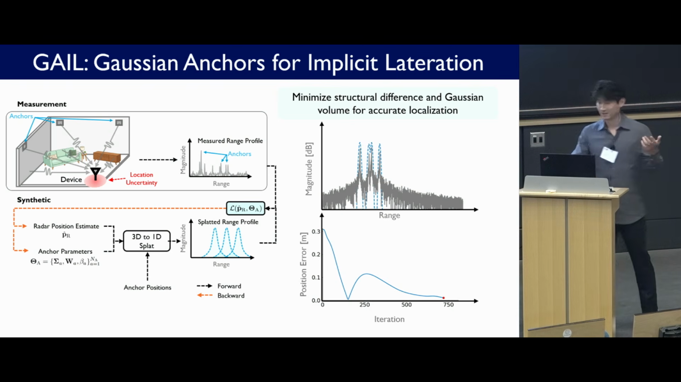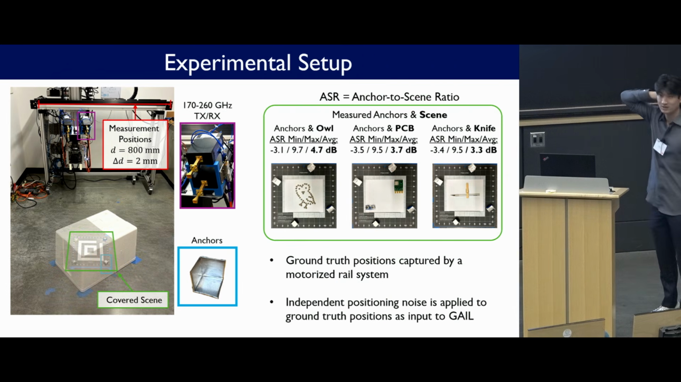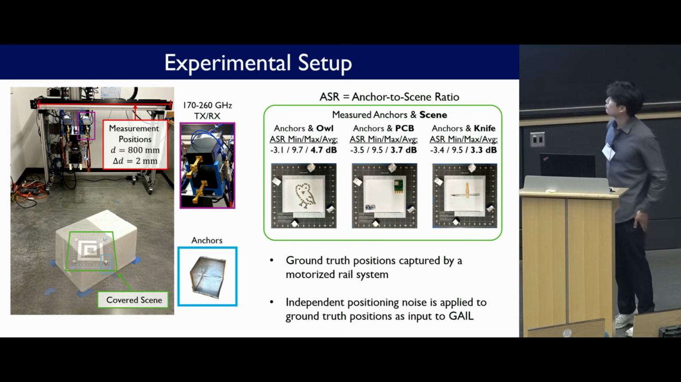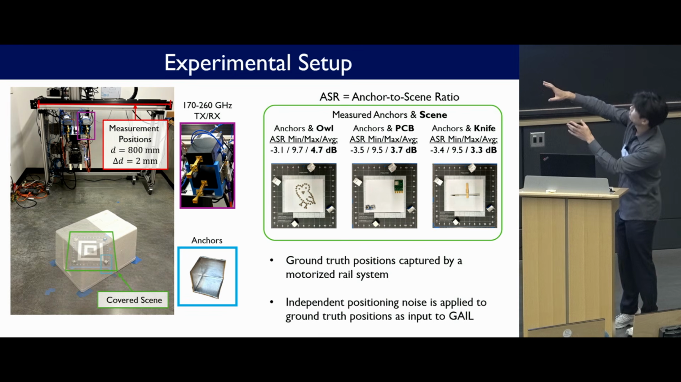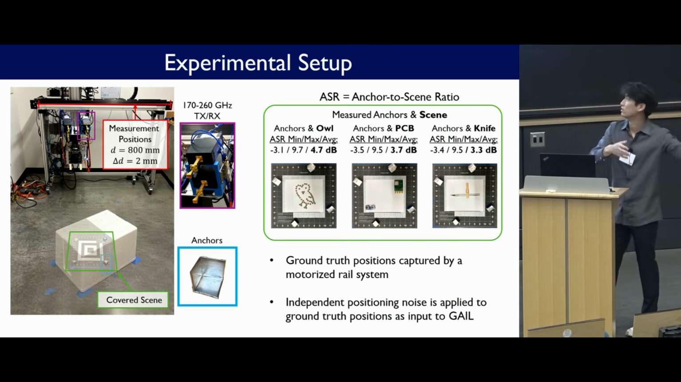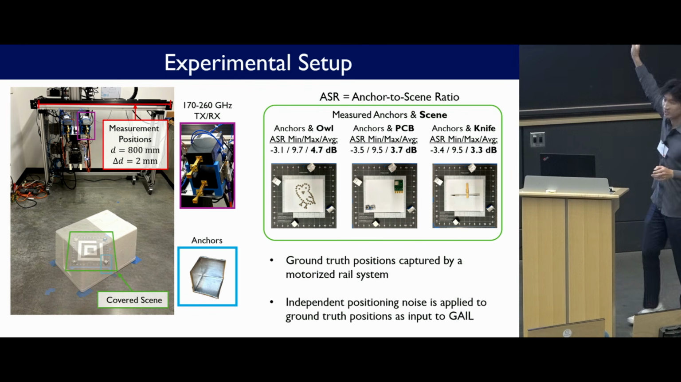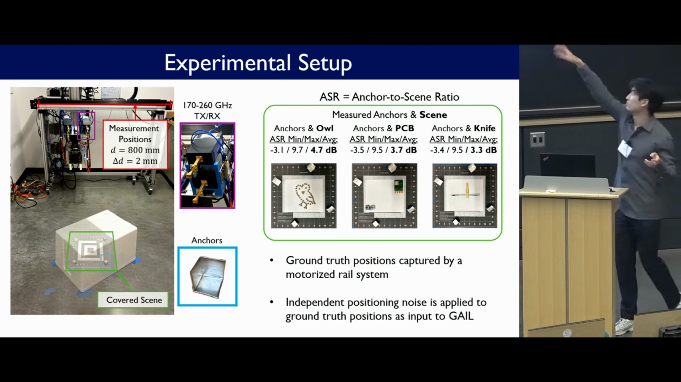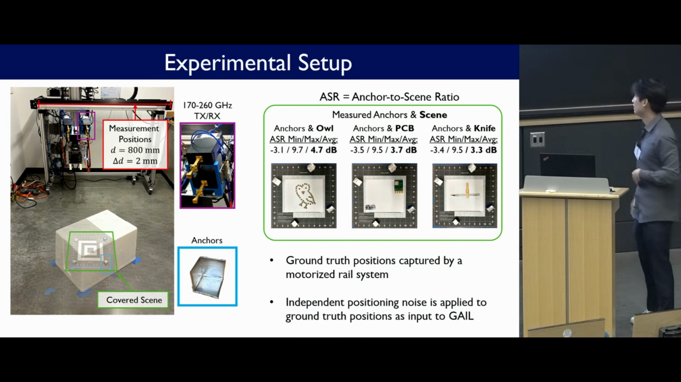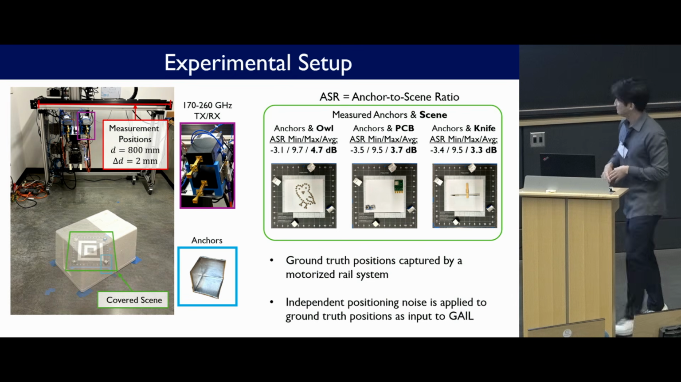Okay, so we tested Gale on the experimental radar system we have at Rice. This radar operates at 170 to 260 gigahertz. We place 4 of these known anchors in the scene. We know the positions of these corner reflectors, and we move our radar to 400 different positions. Then we put some other stuff in the scene, like an owl or an X-Acto knife, and we measure this quantity: the anchor to scene ratio, which is basically a power ratio between my 4 anchors and the stuff that I put in my scene. The ground truth that we'll compare against is this motorized rail output.